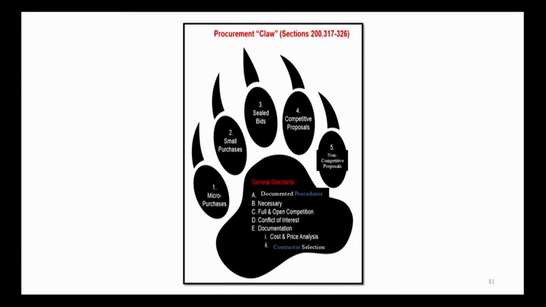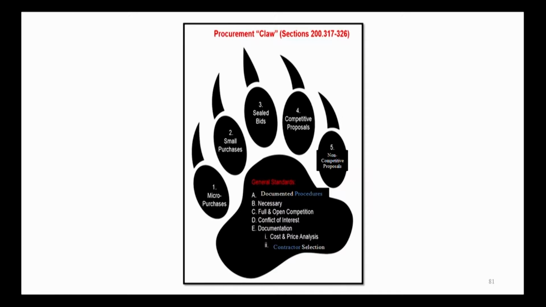Number 1, establishing and complying with your documented procedures. And wanted to note that the verbiage here is changed to procedures rather than just policies. Number 2, the purchase needs to be reasonable. The standard requirement to be eligible, it needs to be reasonable, necessary, and documented. There also needs to be full and open competition, and there cannot be a conflict of interest.